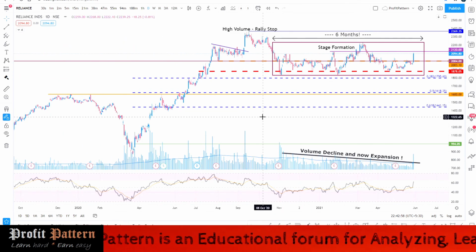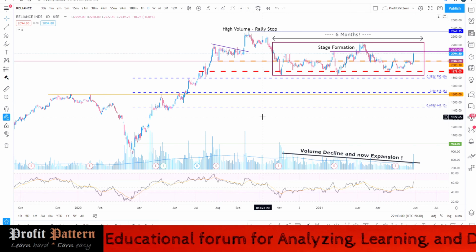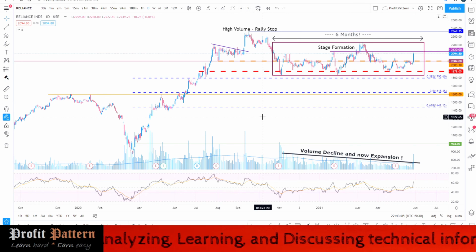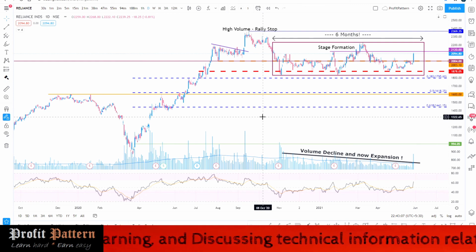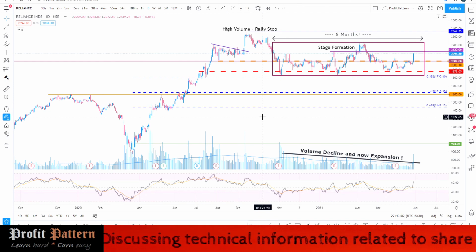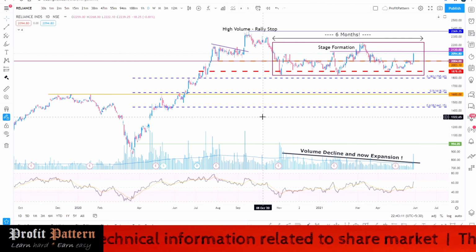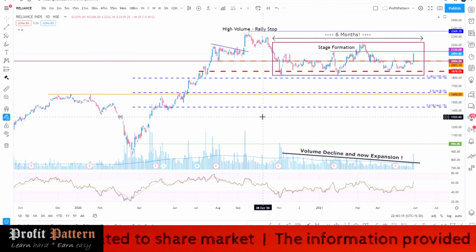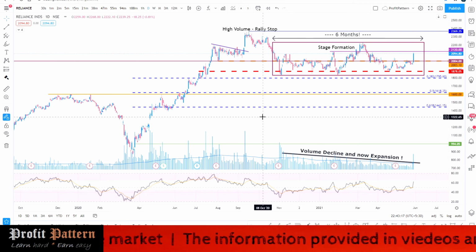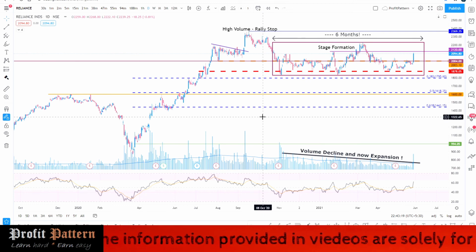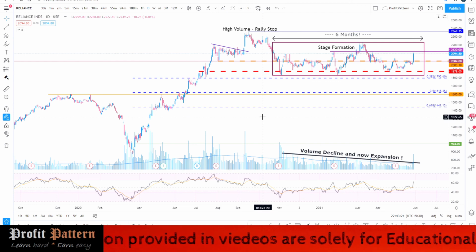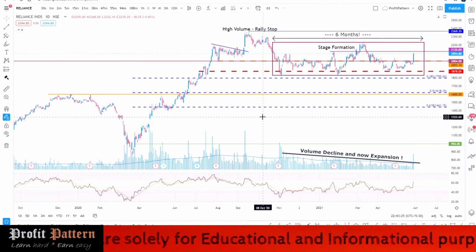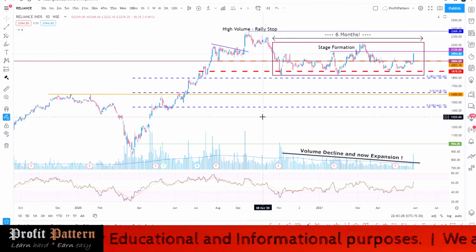Now let me give a SEBI disclaimer. I am not a SEBI registered analyst. I do not provide any kind of tips. Whatever levels I have mentioned here and whatever reasons I have discussed here are for educational and knowledge purposes only. Please, whenever you do a real trade, consult your financial advisor.